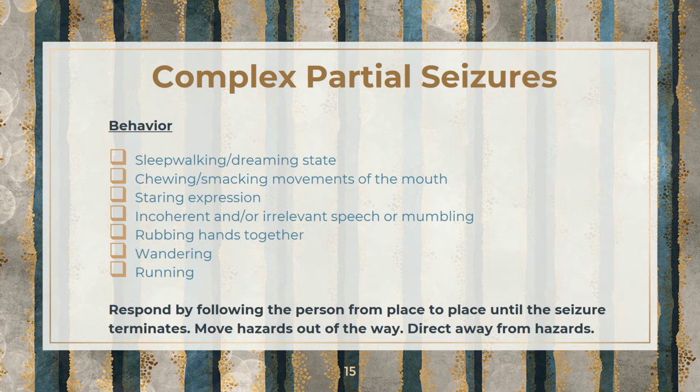The type of behavior that might be seen with a complex partial seizure might be the person seems to be in a sleepwalking or dreaming state. They might display chewing or smacking movements of the mouth. They may stare blankly. They may mumble or speak incoherently. They may rub their hands together, and they may wander or run.